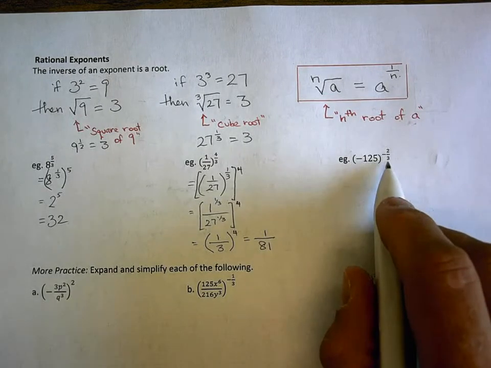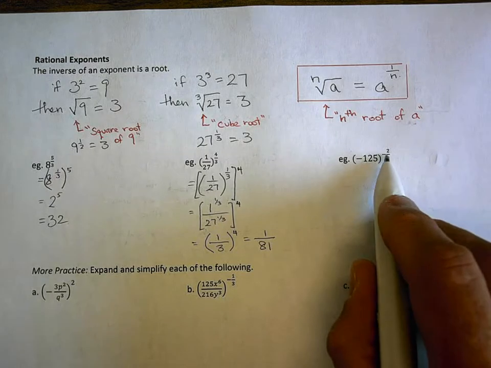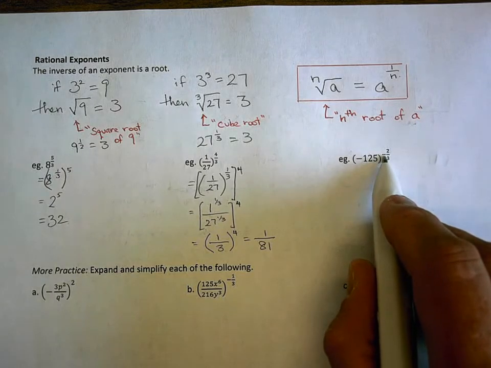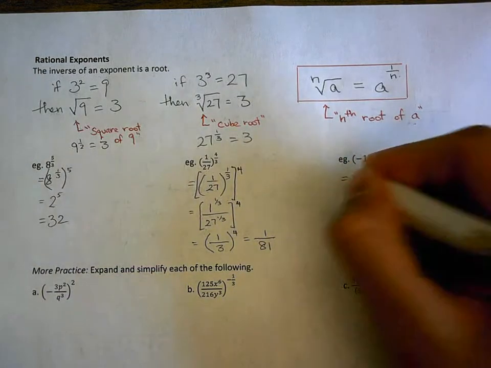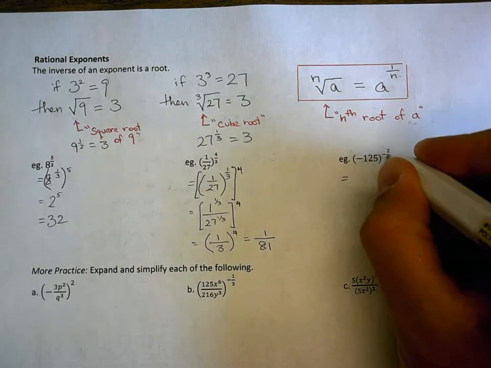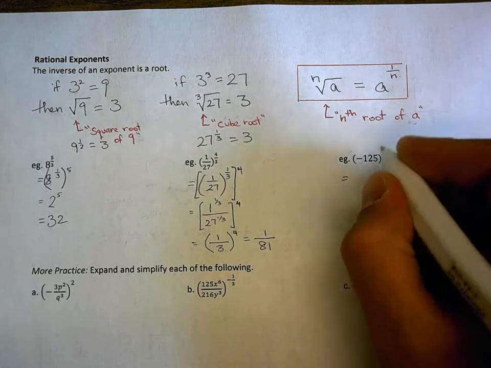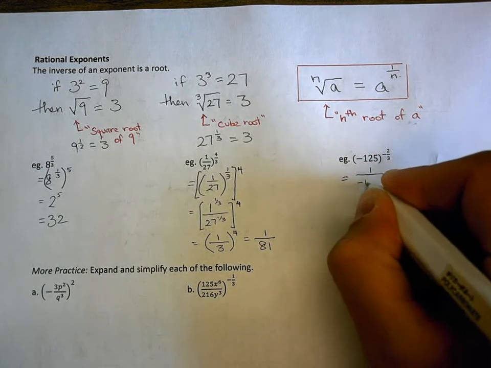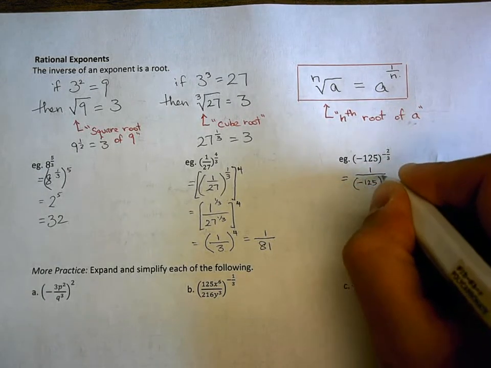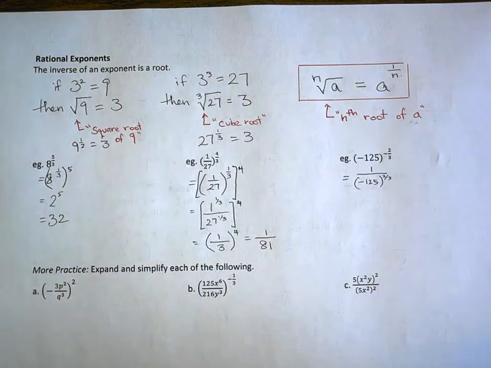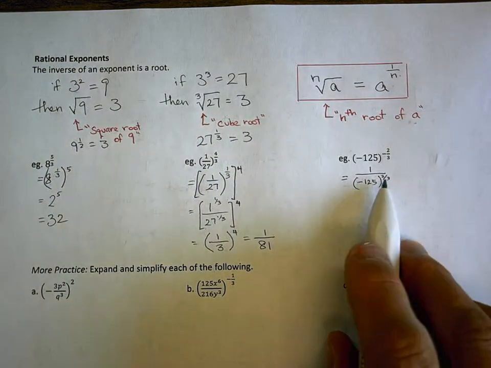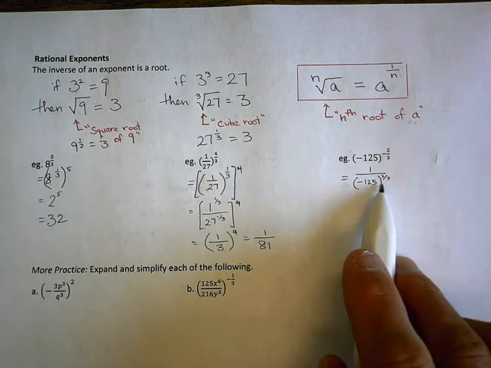So first of all, there's a lot going on here, a lot of negatives. Let's get rid of this negative here. And if you remember from the last page, a negative exponent means that you have to rewrite as a reciprocal. So this is going to become 1 over negative 125 to the 2/3. Look at what I've done. I've just gotten rid of this negative by putting the whole thing in the denominator.